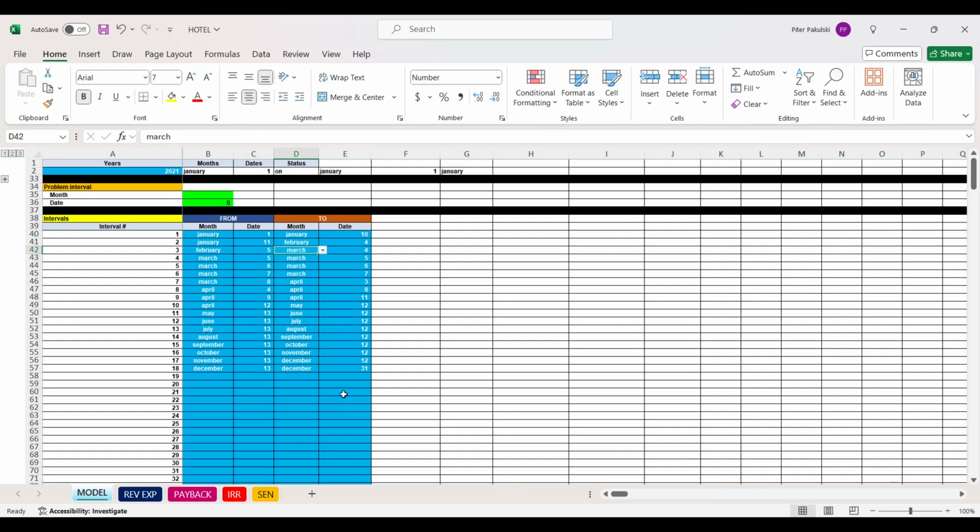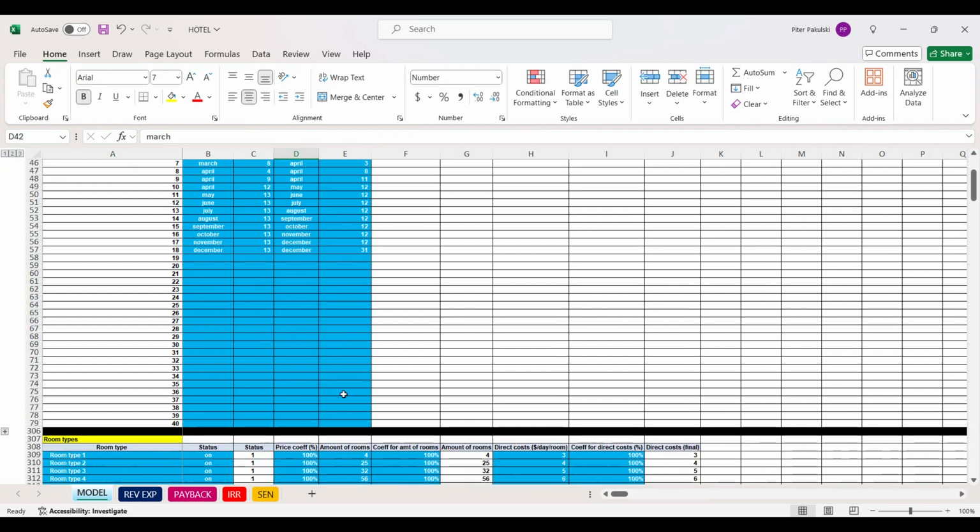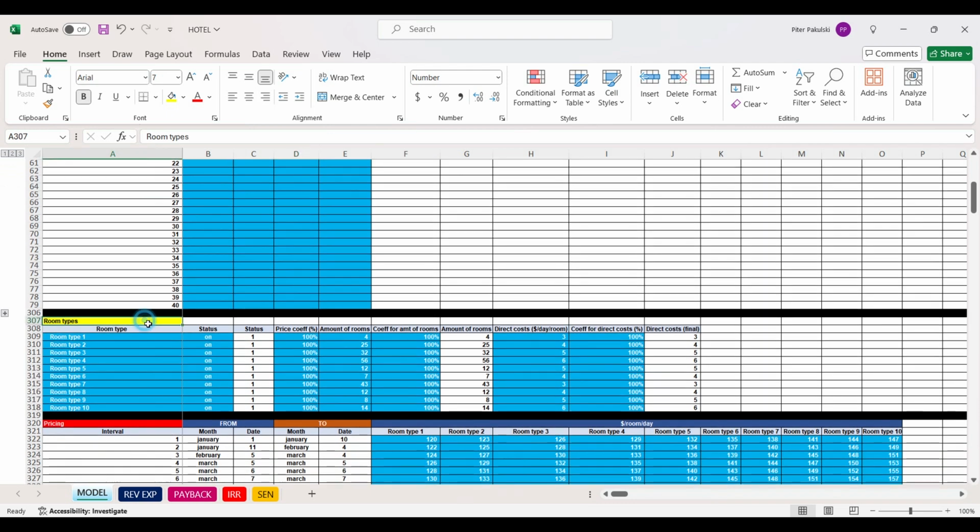Next block of inputs, room types. Here we can simply name all our room types, such as one bedroom, studio or suite, whatever. Then we can switch on and off each type of rooms from the cash flow and see financial efficiency with or without this or that type of room. For scenario analysis, we are adding a basic coefficient to pricing, so that we could quickly increase or decrease prices by this or that percentage value.